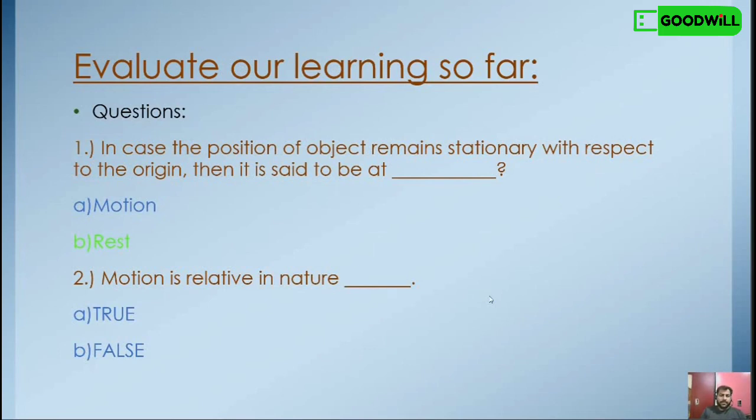Moving to the next question. Motion is relative in nature. We have to find if it is true or false. And the answer is true.